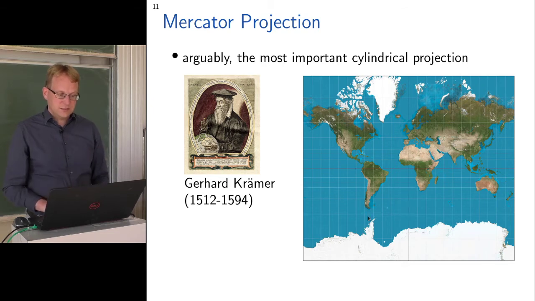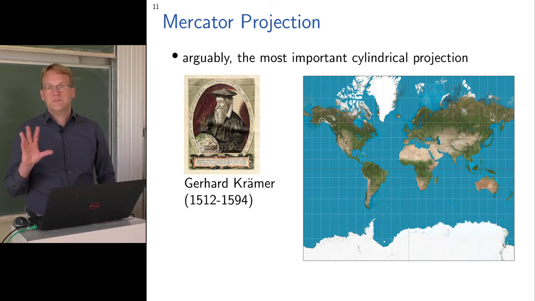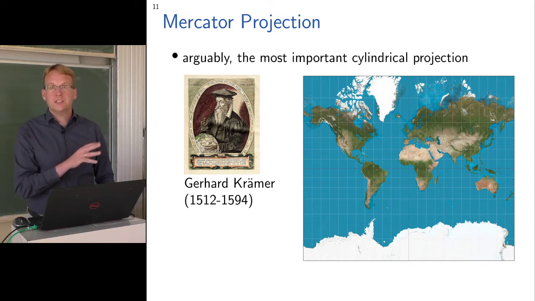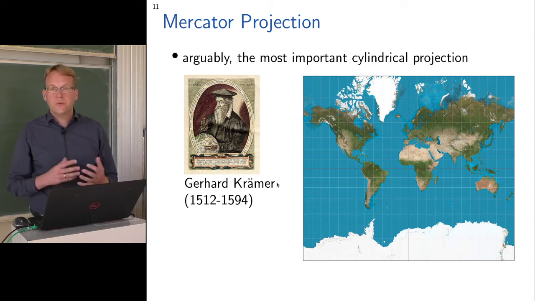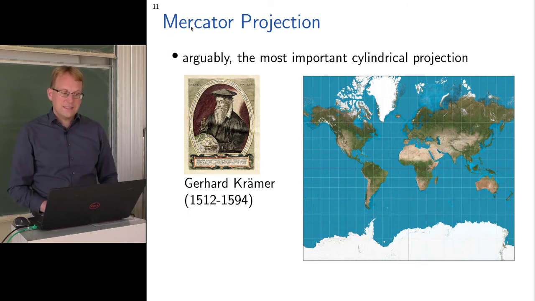Mercator was this guy here, a salesperson actually, living in what is today Germany and Belgium, and he had different names. Krämer he used in Germany. That is actually the German word for salesperson, and the Latin name for salesperson is Mercator.